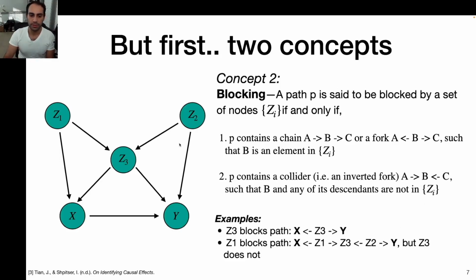Here are some examples using the DAG on the left here. Z3 blocks the path X, Z3, Y, so this one, because it is the center node in this fork here. Another more interesting example is that Z1 blocks this path here because, again, we have a fork. But notice that Z3 does not block this path because Z3 is an inverted fork, or in other words, a collider. So if we were to include it in the blocking set, it would essentially open up a statistical dependence between X and Y.